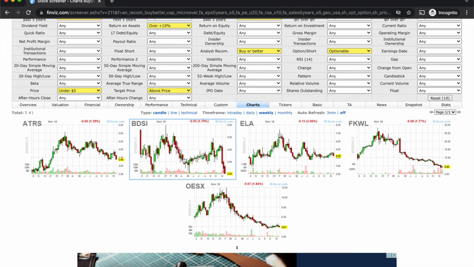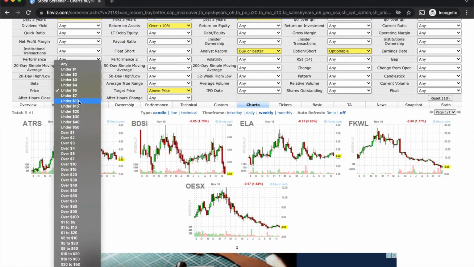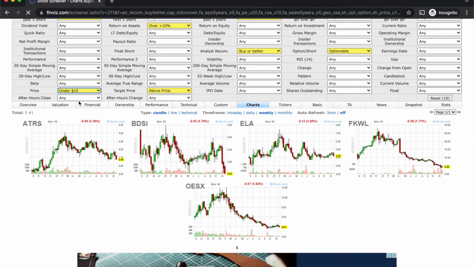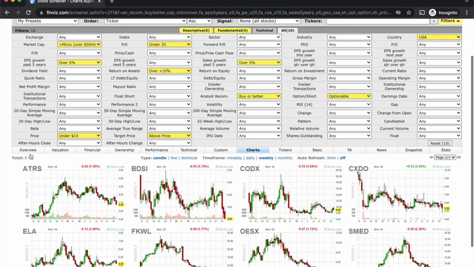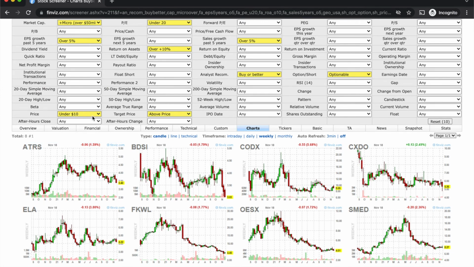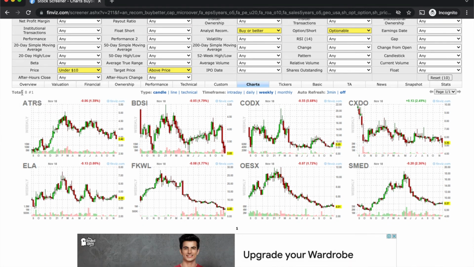So right now we put a strict restriction of under 5. Let's change this to under 10. As I mentioned, our objective is to select stocks which are not very expensive so that we can trade with small accounts. As soon as you see I change the price to 10, now I'm getting much more results. I'm getting a total of 8 results right now.